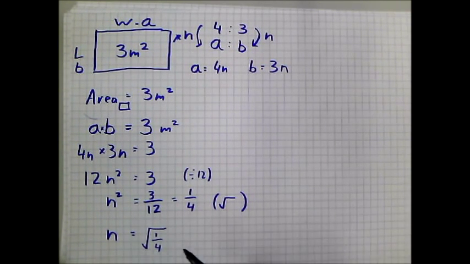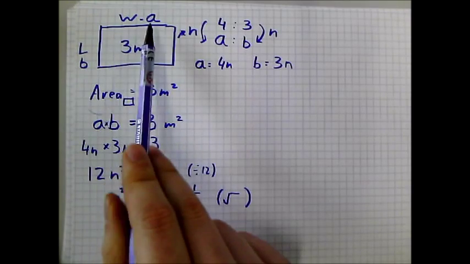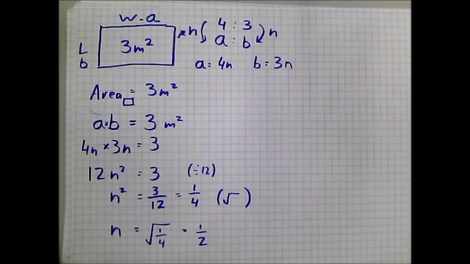Now, you've got two choices here. You can either use your calculator to put the square root of 1/4 in, or the square root of 0.25. Alternatively, you know that a half times a half is 1/4. So that means the square root of 1/4 must be a half. We're not quite finished yet. We've got the value of n, but we want the length and width of our rectangle.